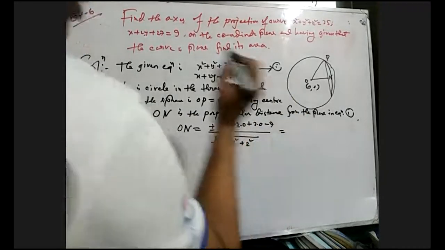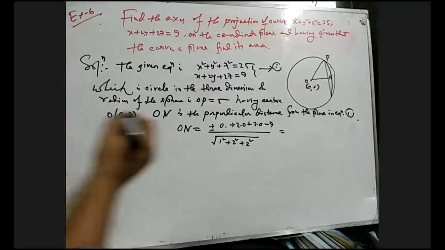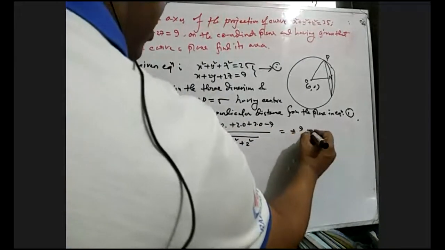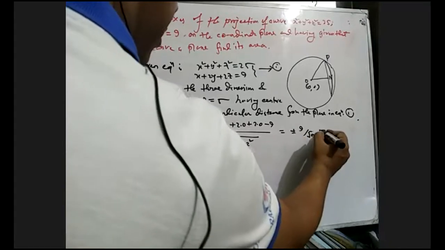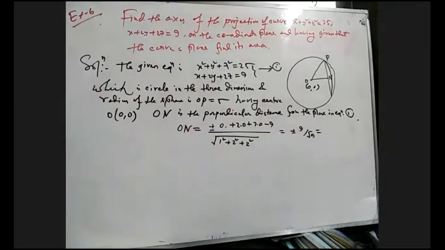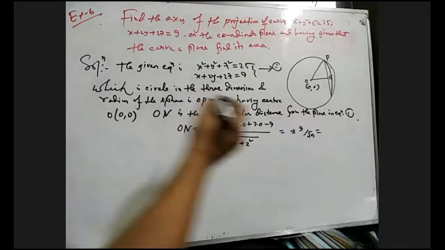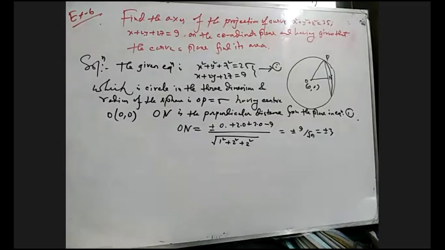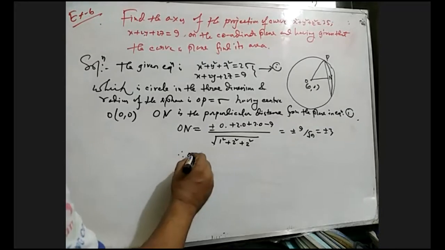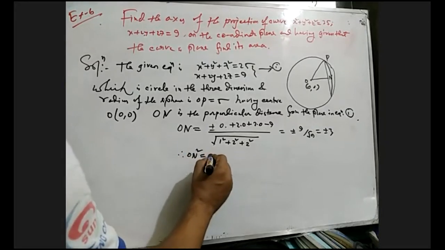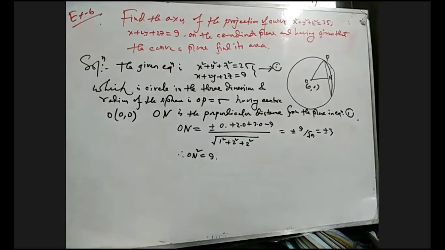So this equals plus minus 9 divided by root over 9, which is actually plus minus 3. So this is the perpendicular distance from the center. So UN square equals what? Therefore, UN square equals 9, just squaring on both sides.